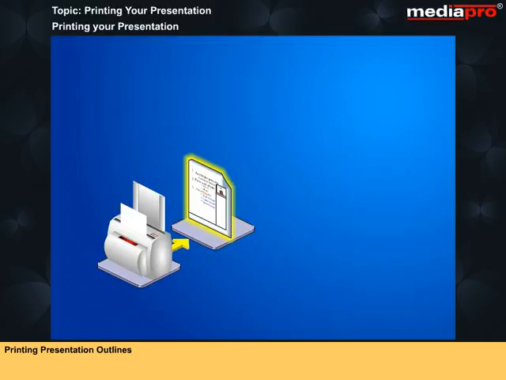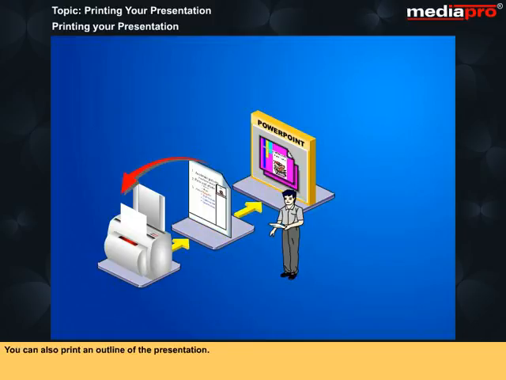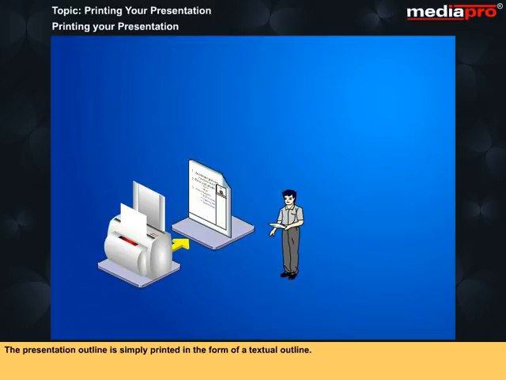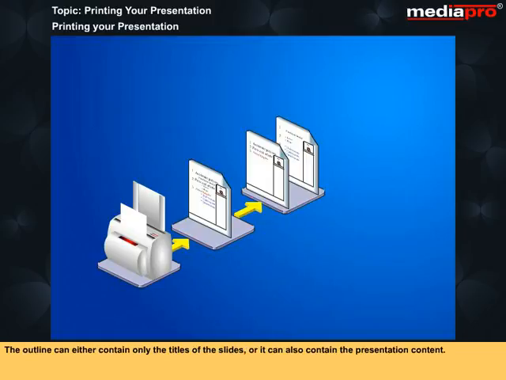Printing presentation outlines. You can also print an outline of the presentation. The presentation outline is simply printed in the form of a textual outline. The outline can either contain only the titles of the slides, or it can also contain the presentation content.